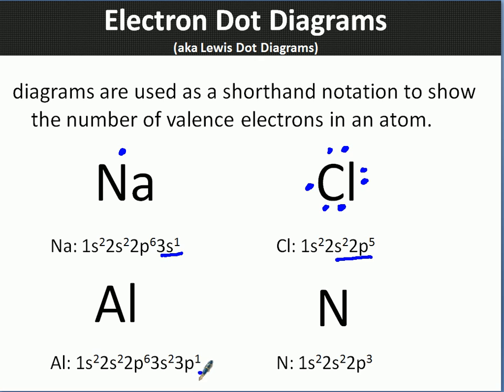Aluminum has 3 valence electrons. So 2 plus 1 is 3. 1, 2, 3. Okay, last one. Nitrogen has a total of 5. So 3 plus 2 is 5. So 1, 2, 3, 4, and 5. It's going to have a pair of electrons and then 3 single electrons around it. And again, this becomes important later on.